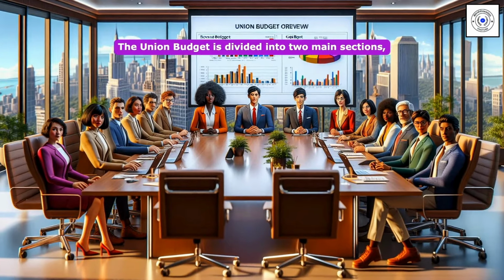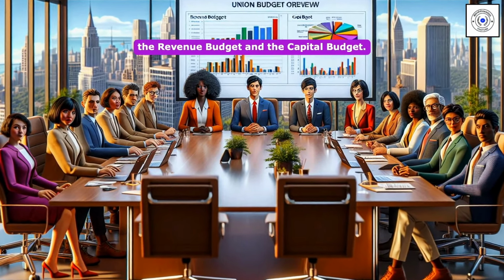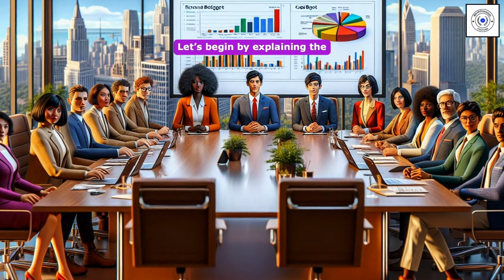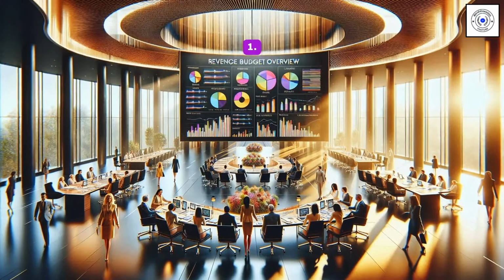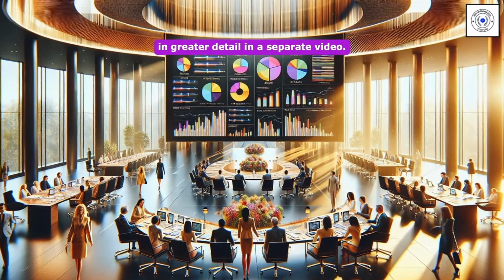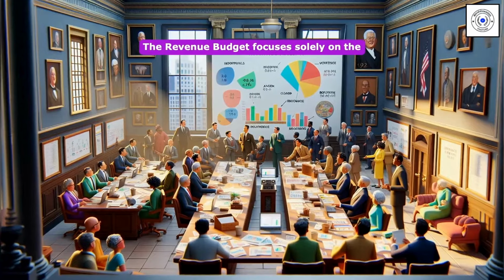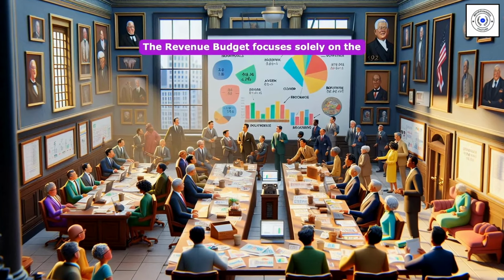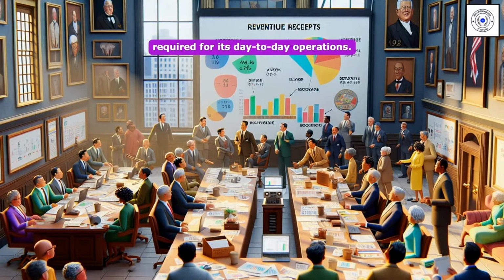The Union Budget is divided into two main sections, the Revenue Budget and the Capital Budget. Here's an overview. Let's begin by explaining the first section, the Revenue Budget. 1. Revenue Budget. We'll explore the Revenue Budget in greater detail in a separate video. This is just a brief overview. The Revenue Budget focuses solely on the government's current income and expenditures required for its day-to-day operations.